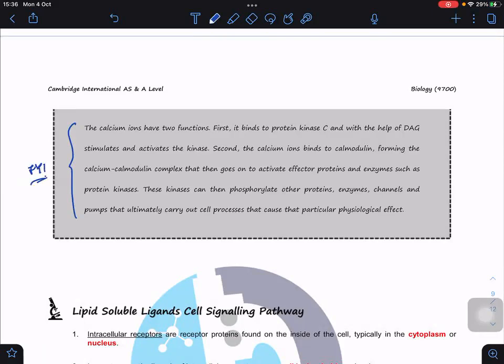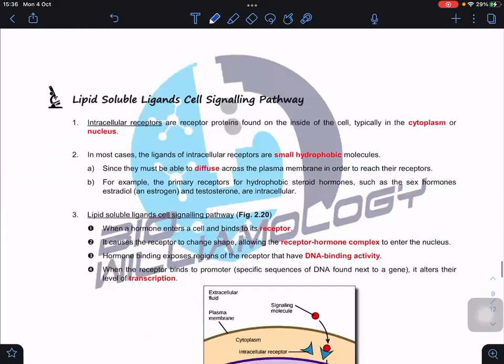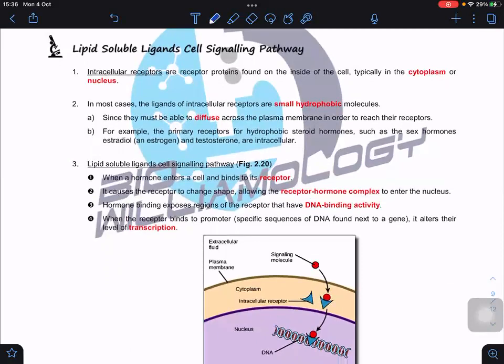Okay, so now the next part. We have done the water soluble ligand. How about the lipid soluble ligand?